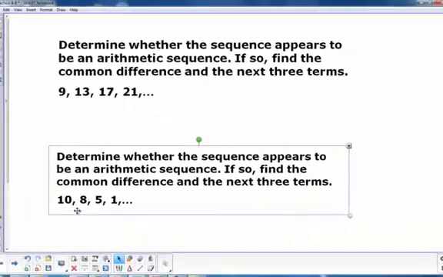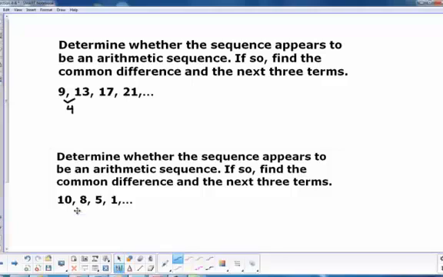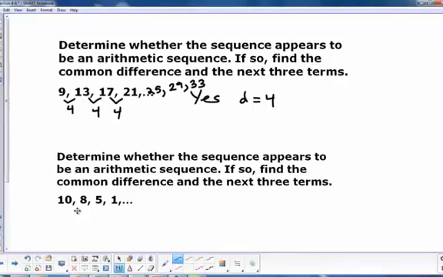So we're going to start off by figuring out if it is arithmetic, which means it's linear, and if there is a common difference. So 9 to 13 is 4. And 13 to 17 is 4. And 17 to 21 is 4. So, this is arithmetic. The difference is 4. And if we continue this pattern, 21 plus 4 is 25. 25 plus 4 is 29. And 29 plus 4 is 33.